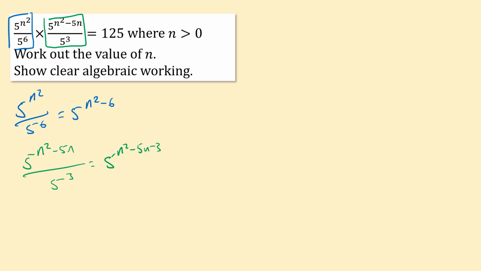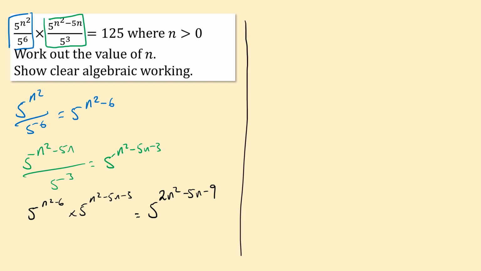Okay, so on the left-hand side, I'm now not multiplying all of that rubbish altogether. Simply, I'm multiplying 5 to the n squared minus 6 by 5 to the n squared minus 5n minus 3. And one of our other laws of indices is that when we multiply powers, we add the indices. So this simplifies down to 5 to the 2n squared minus 5n minus 6 minus 3, which is minus 9. Okay, so there we go. Right, so this equation boils down to 5 to the 2n squared minus 5n minus 9 is equal to 125.